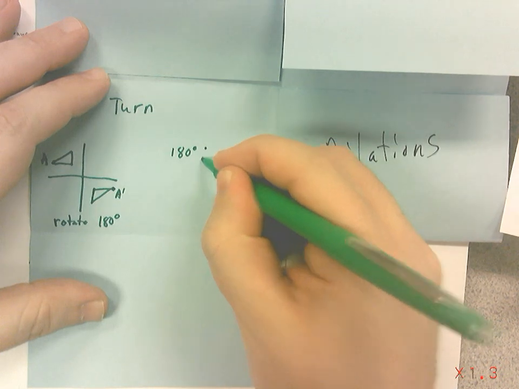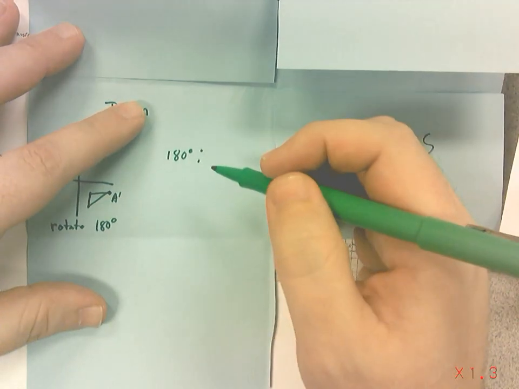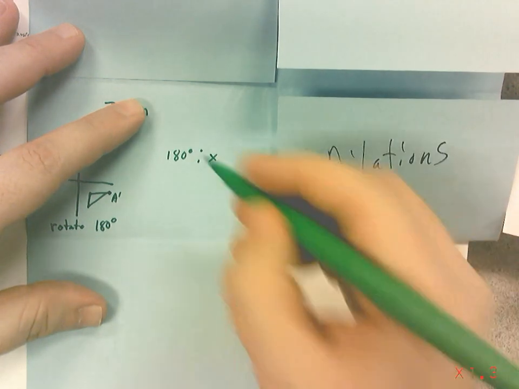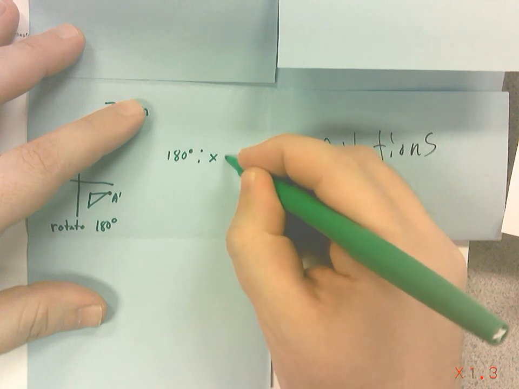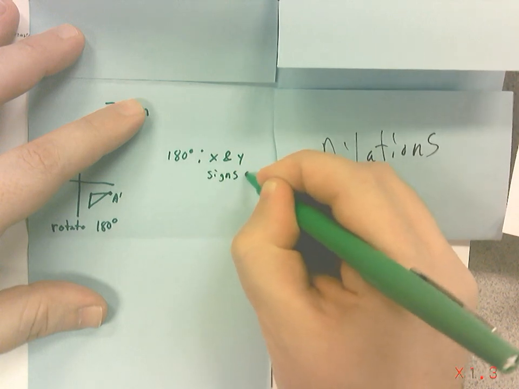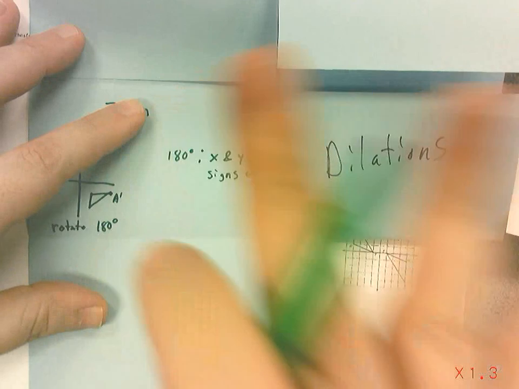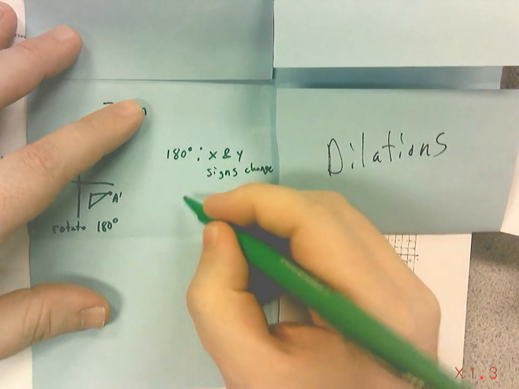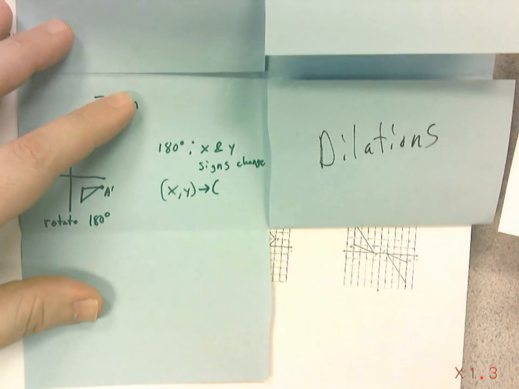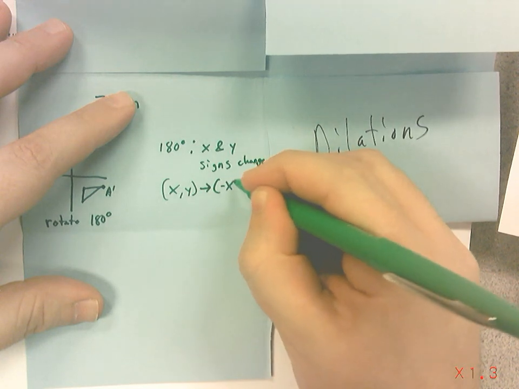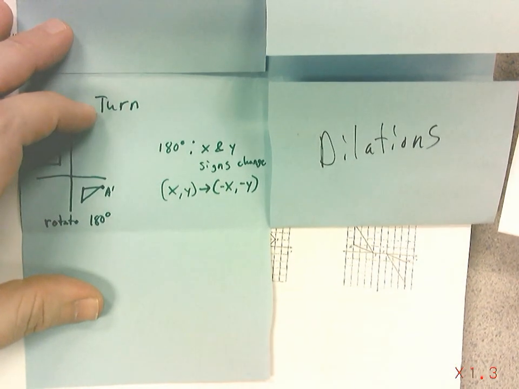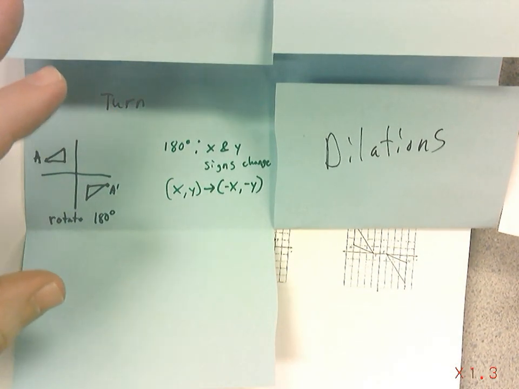what happens to your ordered pair is the X and Y signs change. Everything stays in the same spot, just the X and Y signs change. So if you had an ordered pair with some generic X and Y, the new ordered pair after you rotate 180 degrees would be a negative of the same number for X and a negative of the same number for Y. Okay, so that's what happens when you rotate 180 degrees.